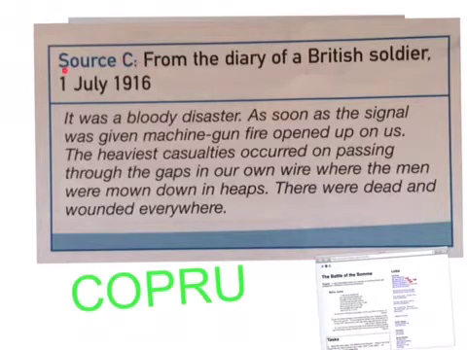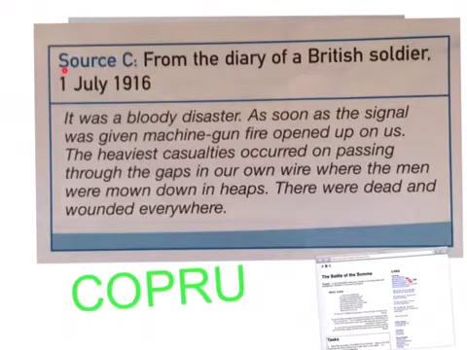Now, if you remember anything about the Battle of the Somme, you will remember that it started on the 1st of July. So that's going to be important. This person is talking about the 1st of July, the very first day, and from your own knowledge you should know that the British had huge casualties, 20,000 casualties on the very first day, most of that within the first half an hour to an hour in the morning. And this person says this: it was a bloody disaster. Very clear right away what this person thinks, isn't it? It was a bloody disaster.